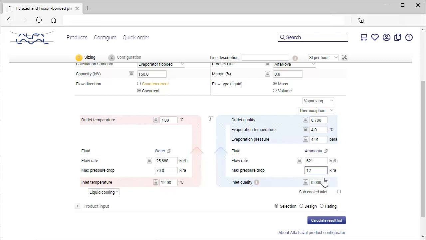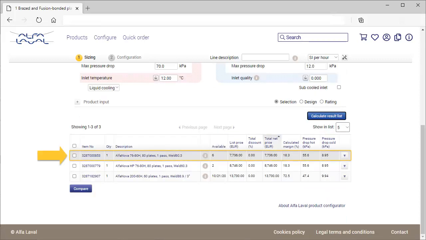Press Calculate Result List. The first proposal in the result list is an Alpha Nova 76, which is a product well suited for this kind of duty.